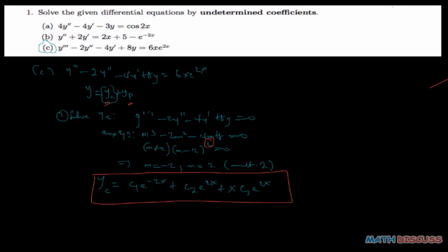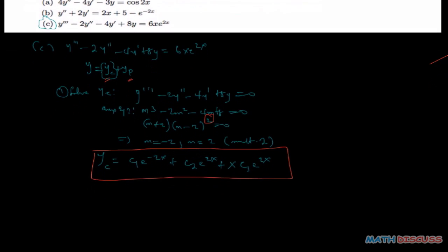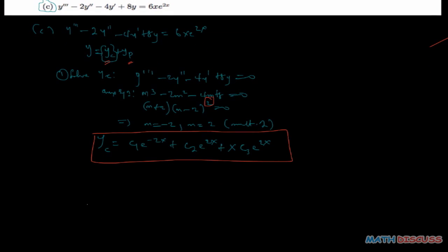Now how do we go about finding yp? There are lots of details here. We want to solve for yp. Since we are using the method of undetermined coefficients, we are going to assume a form for yp. Assuming a form for yp depends on the right hand side of the non-homogeneous differential equation. I'm going to call my right hand side g of x, which is equal to 6x e to the power 2x.